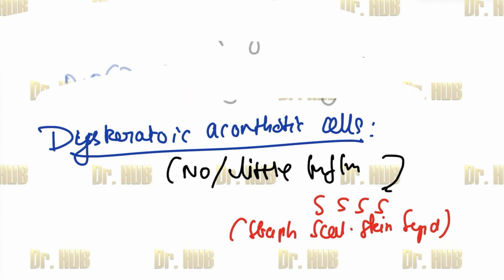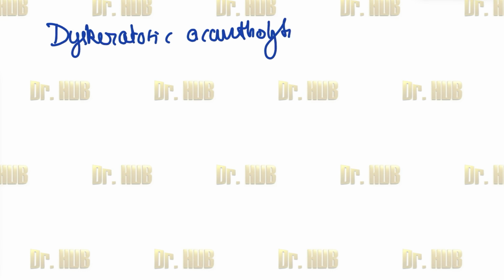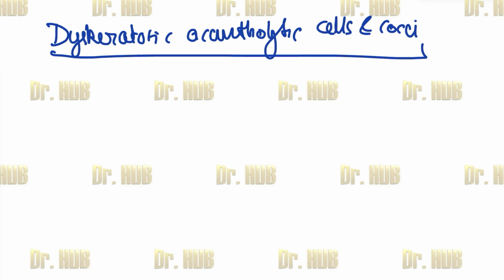Next, we move on to the dyskaryotic acantholytic cells and the cocci. In such a case, it is nothing but bullous impetigo.